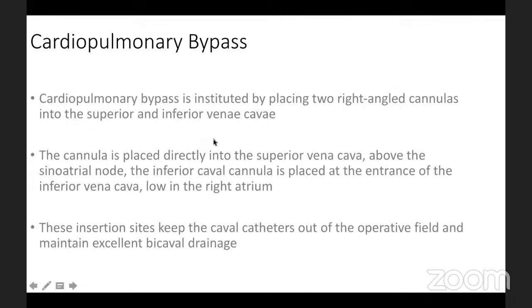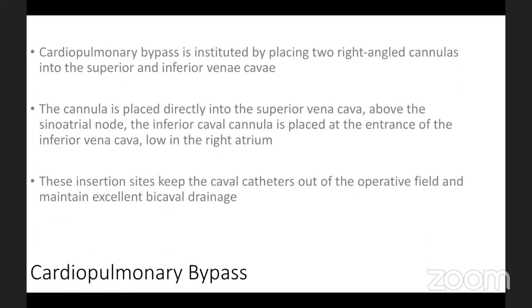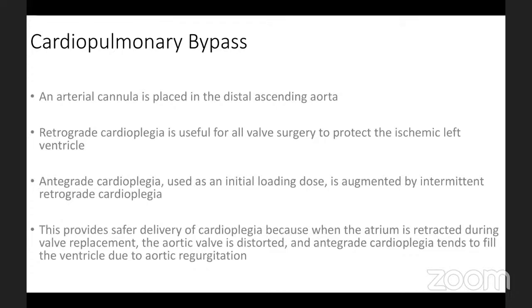Cardiopulmonary bypass is instituted by placing two right angle cannulas into the superior and inferior vena cava. The cannula is placed directly into the superior vena cava above the SA node. The inferior caval cannula is placed at the entrance of the inferior vena cava, low in the right atrium. This insertion site keeps the caval catheters out of the operative field and maintains excellent bicaval drainage. The arterial cannula is placed in the distal ascending aorta, and retrograde cardioplegia is useful for all valve surgery to protect the ischemic left ventricle.